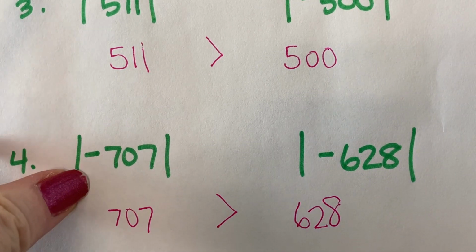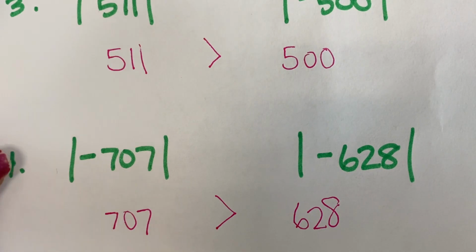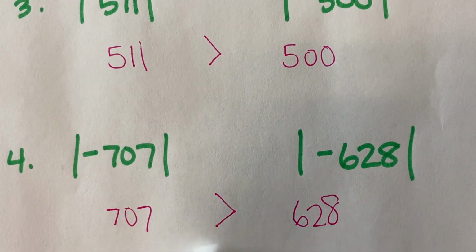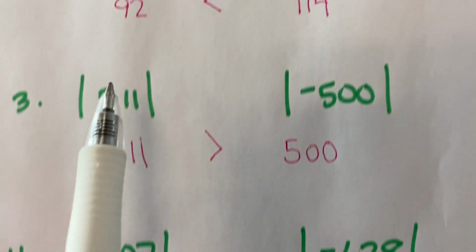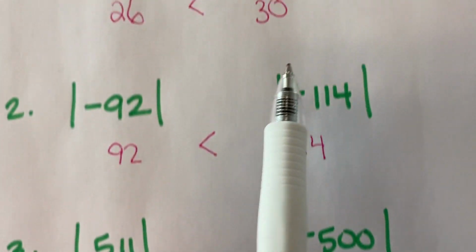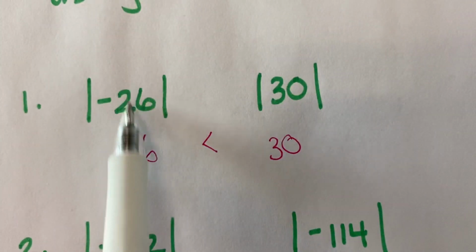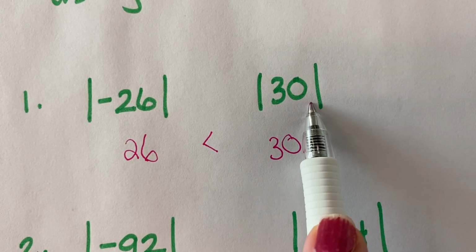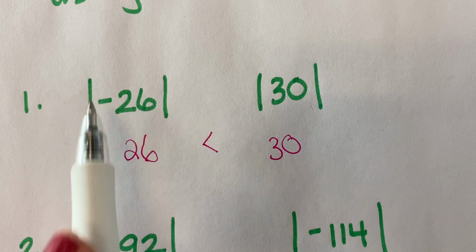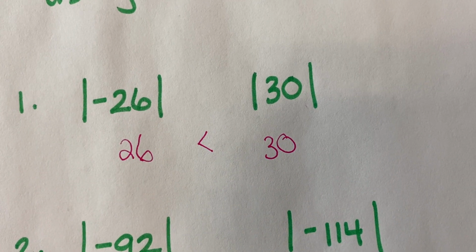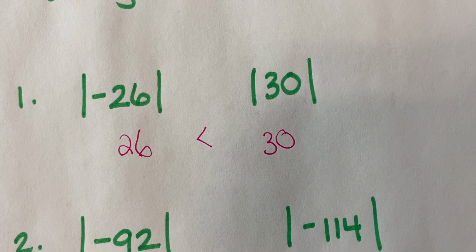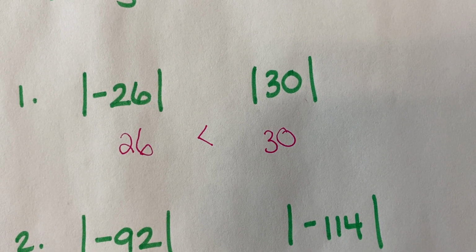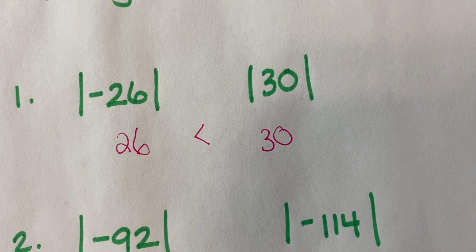Amazing. Absolute value, a number's distance from 0. And remember, distance is always positive. If you look at all of these, positive, positive, positive, positive, positive. So positives stay positive, negatives become positive because distance is always positive. If you drive from here to the beach, you're not going to drive negative 160 miles. You're just going to go 160 miles.